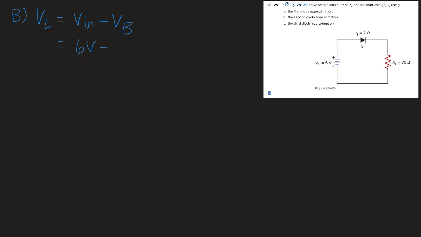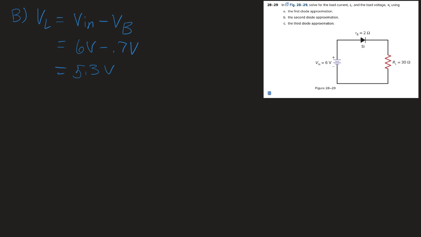If you look at the drawing, it tells us it's a silicon diode. So we're going to subtract 0.7 volts because it's silicon. And that's going to give us 5.3 volts. And that's our V sub L.